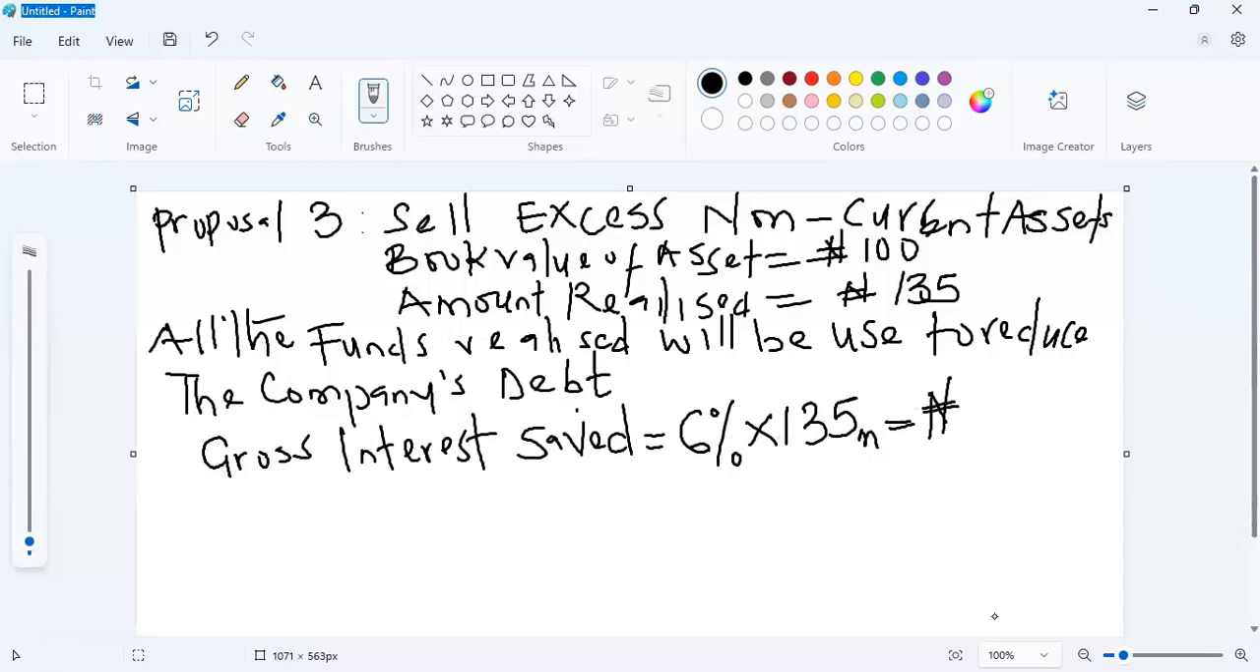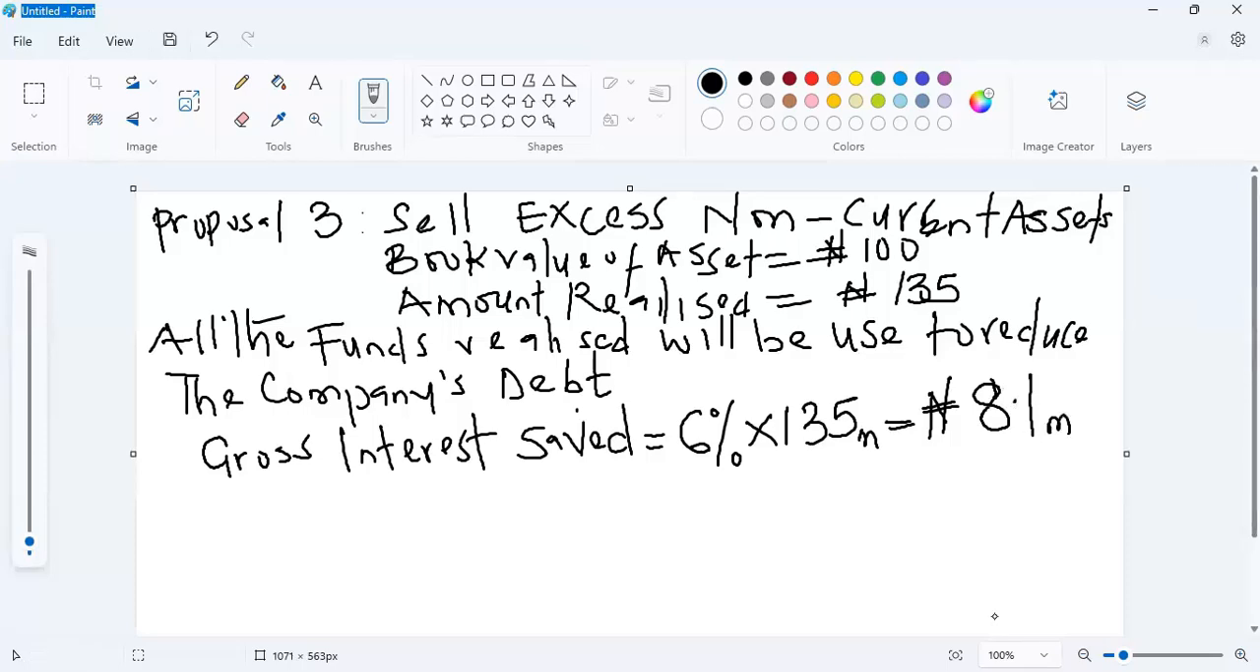Interest payable on the debt is 6%. We are now reducing the debt. That means we are repaying the debt by 135 million. It means that on this 135 million, we are not paying interest again. What is the interest saved? 8.1. 8.1 million. Okay. Thank you. 8.1 million.